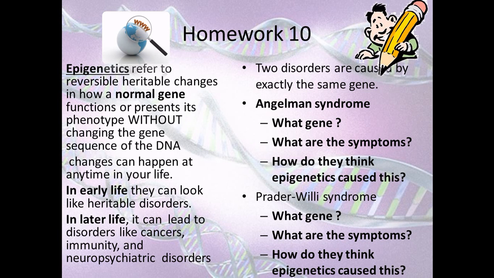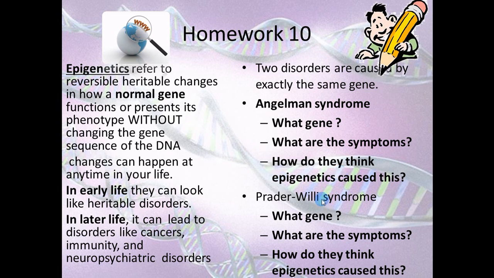So I'm going to have you look it up. Epigenetics, and the perfect example, I think, is these two, Angelman and Prader-Willi syndrome. These two disorders are both caused by exactly the same gene, but epigenetics will turn on or turn off the gene in a different way. So what I'm going to have you do is look up these two syndromes and tell me what's the name of the gene, what are the symptoms of Angelman, and how does epigenetics cause this? How do they believe epigenetics causes it?